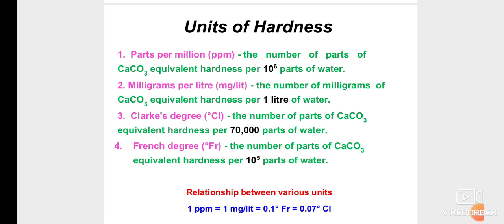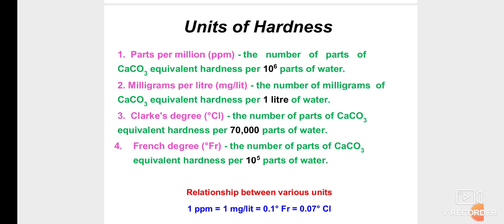Then we discussed the hardness of water. Hardness is the property of water which does not produce lather with soap solution, forming scum-like substances. We classify hardness into two types: permanent hardness and temporary hardness. Permanent hardness means calcium and magnesium react with chloride and sulfate to form calcium chloride, calcium sulfate, magnesium chloride, magnesium sulfate. Another name for permanent hardness is non-carbonate hardness or non-alkaline hardness.